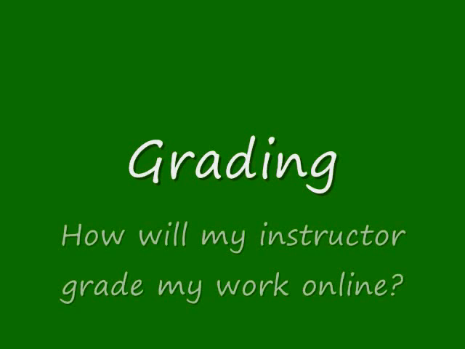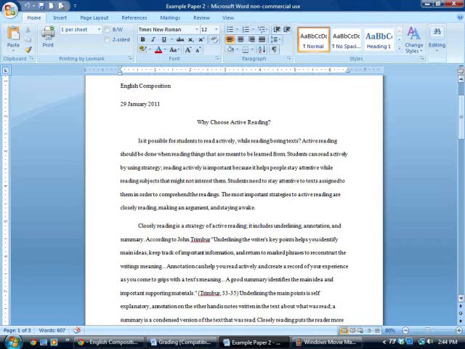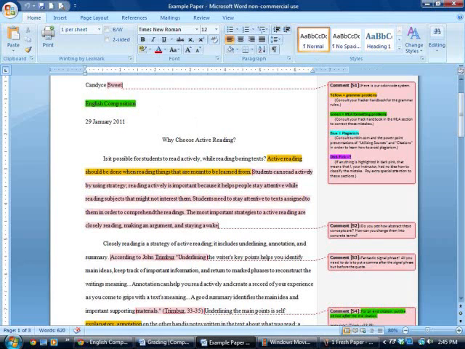This rather lengthy presentation is about how I'm going to grade your papers. It's all really great stuff, so make sure that you hang in there all the way until the end. So you turn in your paper looking like this, but you get it back looking like this. What do those comments mean? And most importantly, what does the grade mean at the bottom?